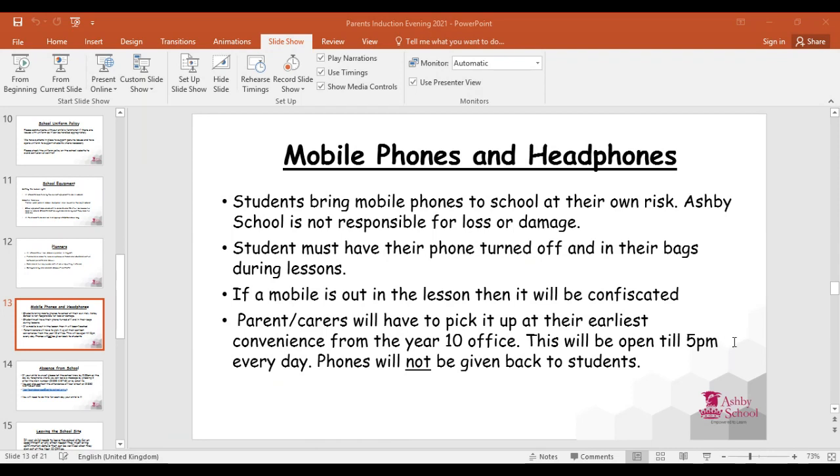So we do encourage that students do not have phones out at all. They're not used for an educational purpose in any way, but they will not be given back to students throughout. And if they need to get hold of anyone, they can use the phone in the year office, but you will be informed if a phone has been confiscated.